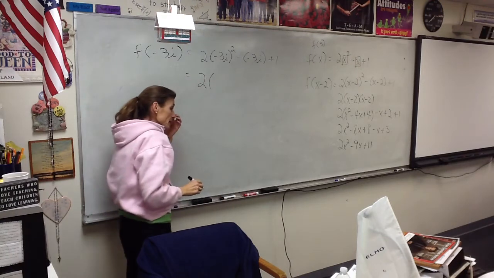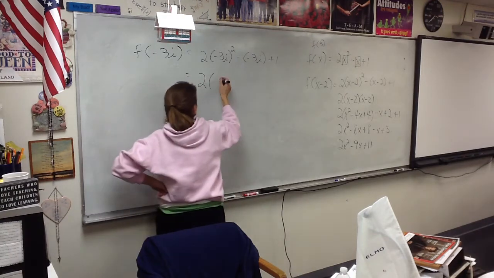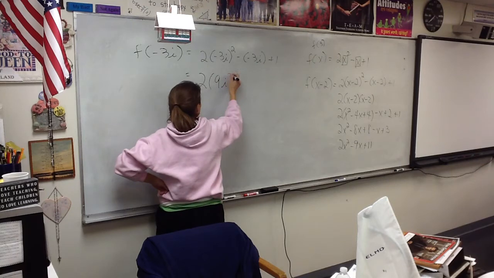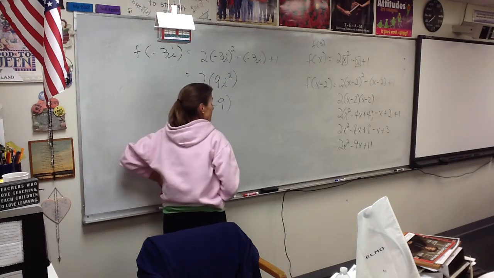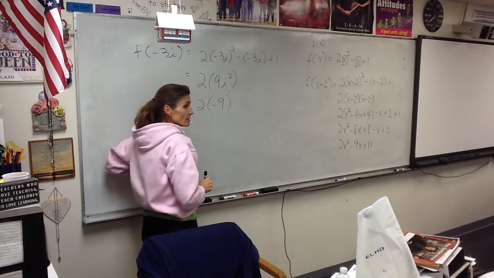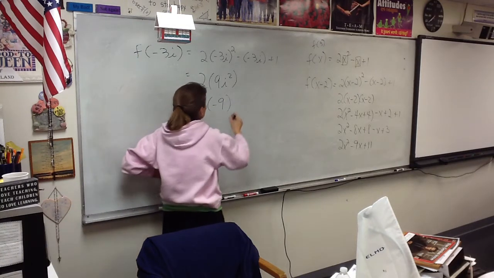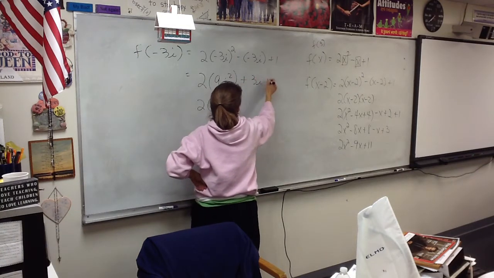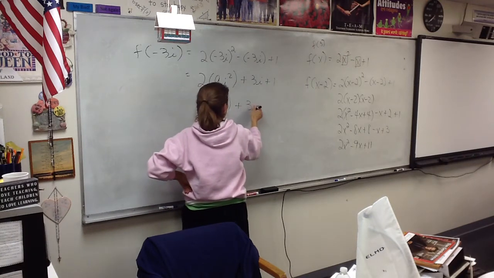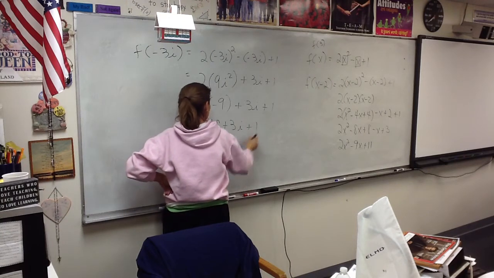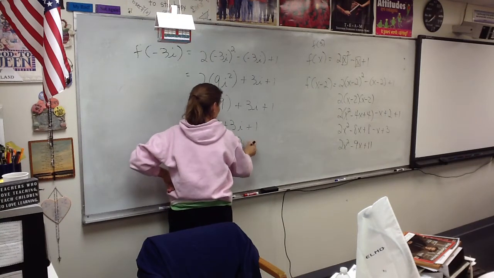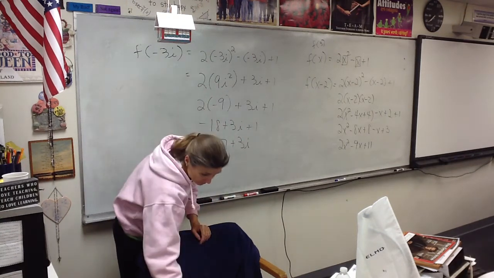So what's negative 3i squared? Well, it'd be 9i squared. What's 9i squared? Negative 9, remember i squared is negative 1. So plus 3i plus 1, so what do we end up with here? Negative 18 plus 3i plus 1, negative 17 plus 3i.